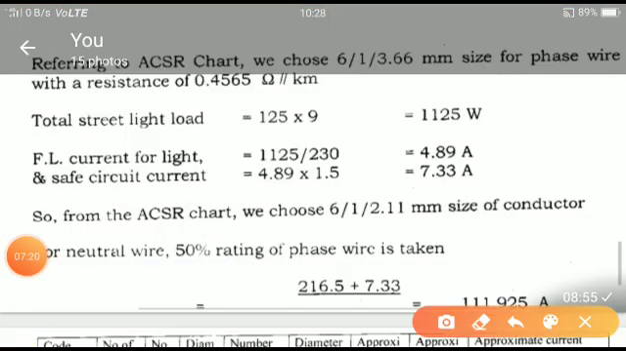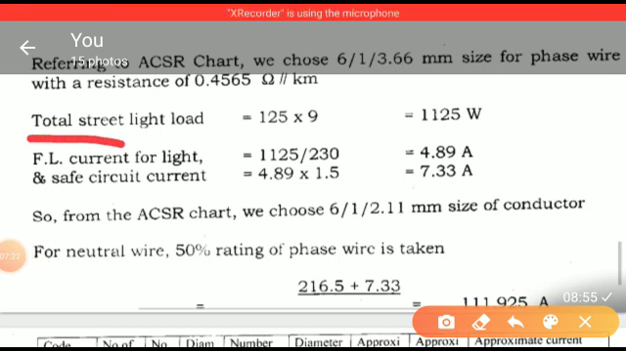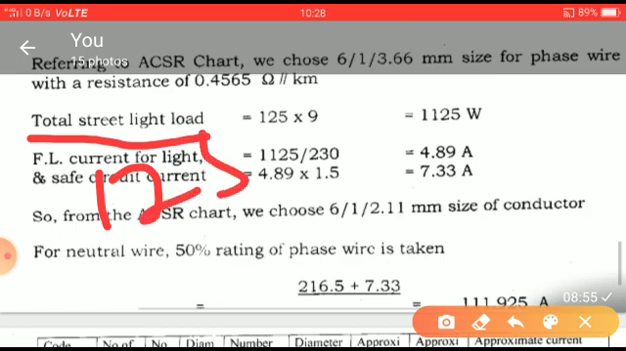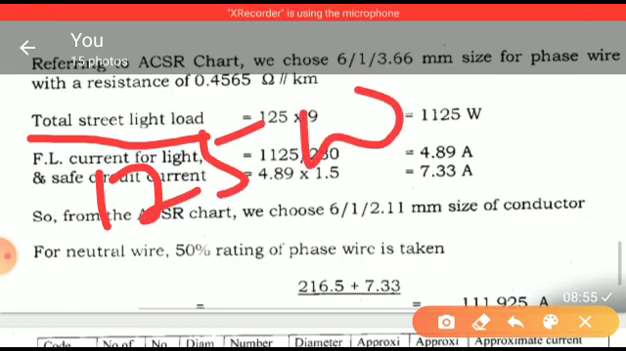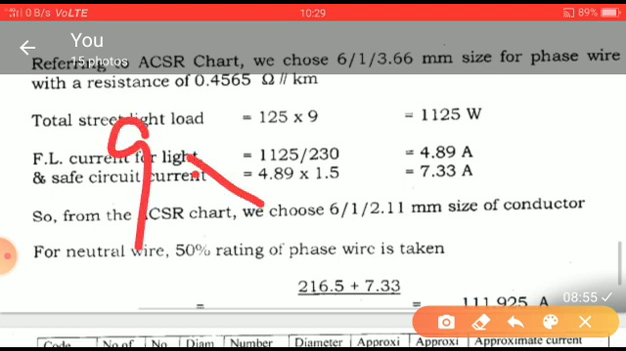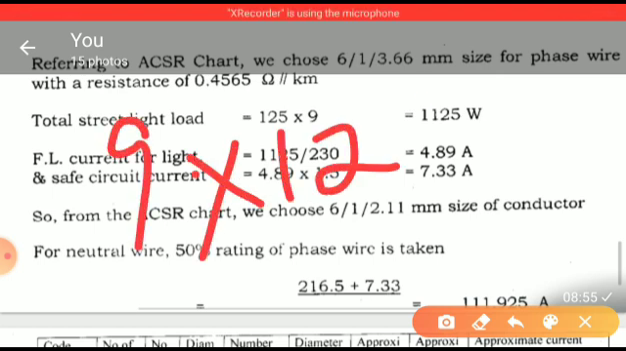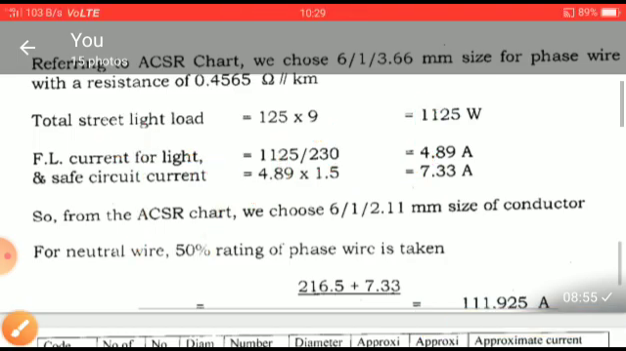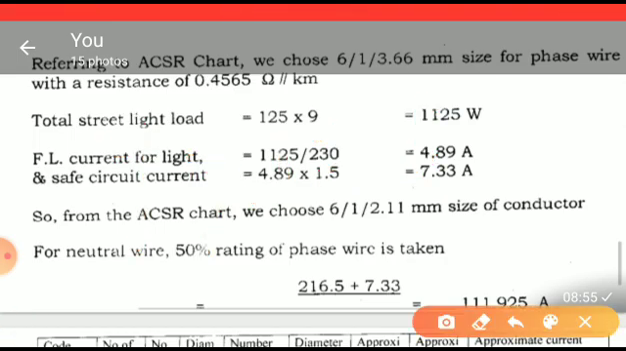Next we will calculate the street light load. They have given one light is equal to 125 watt. We have 9 poles, so we will calculate 9 into 125. The total power required is 9 into 125, which is equal to 1125 watt. This is the total power required.